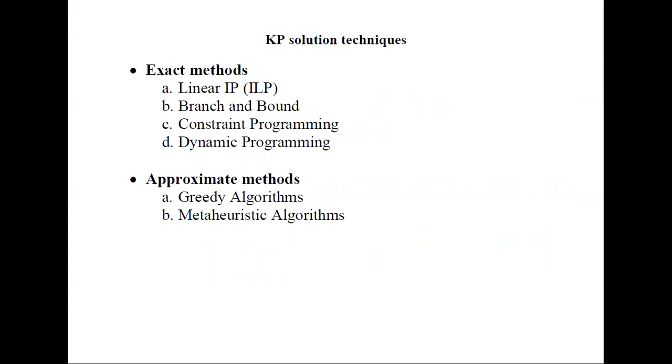The knapsack problem is a well-studied problem, and there are two main groups of solution methods: exact methods and approximate methods or algorithms. Exact methods are linear integer programming, ILP, which is common for solution of this problem, then branch and bound methods, constraint programming, and dynamic programming. Approximate methods are greedy algorithms and heuristic algorithms, including genetic and other evolutionary methods.